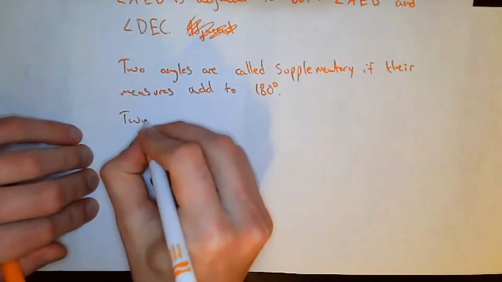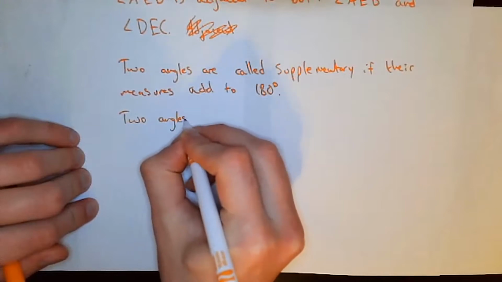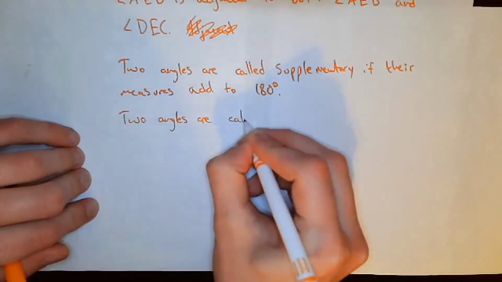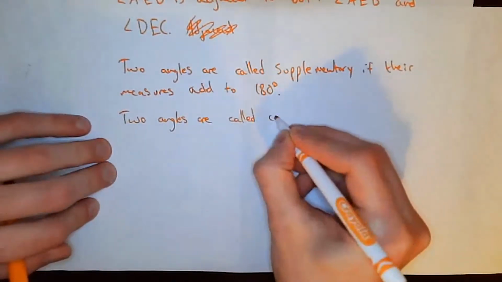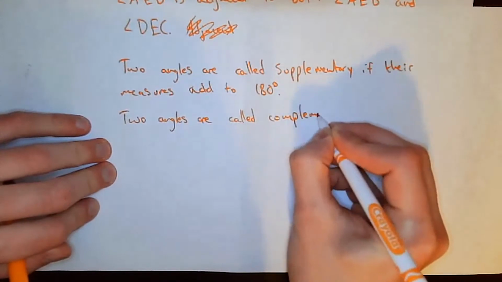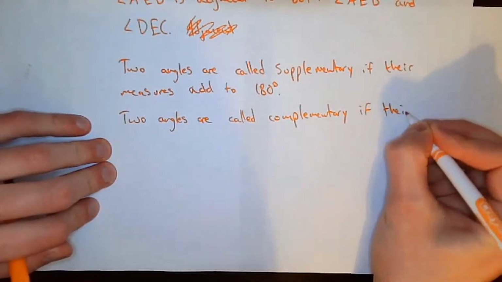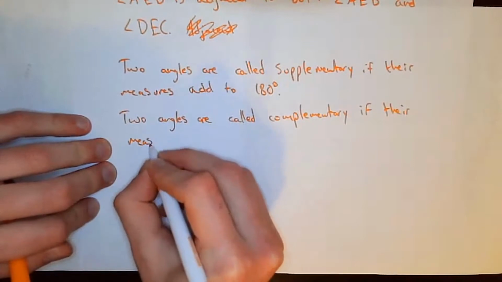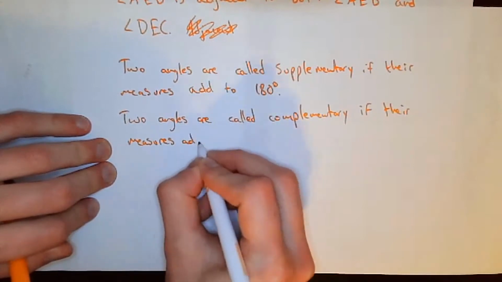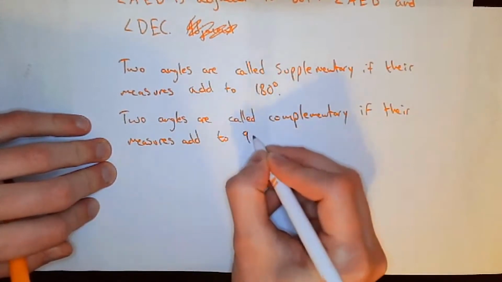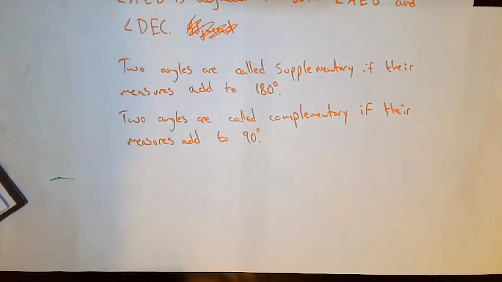Two angles are called complementary if their measures add to 90 degrees. All right, let's do some problems.